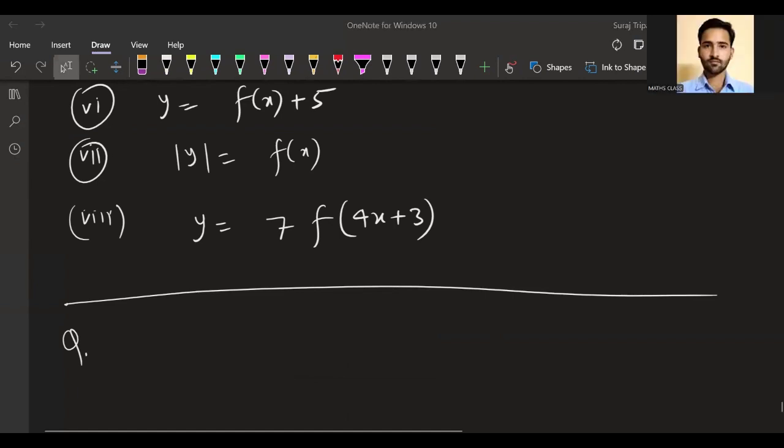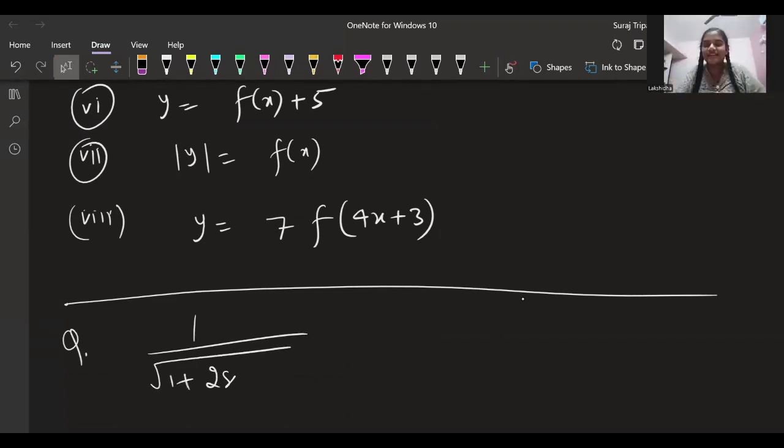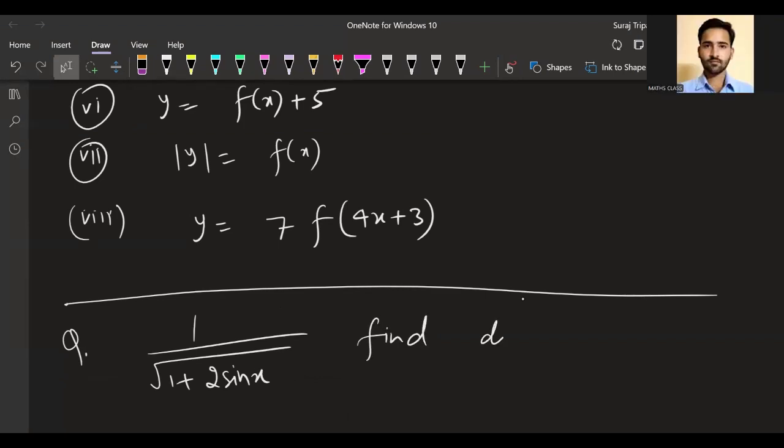Now, Lakshya, நாளைக்கு let's solve. Let's find the domain of this function. 1 plus 2 sin x. Find domain.